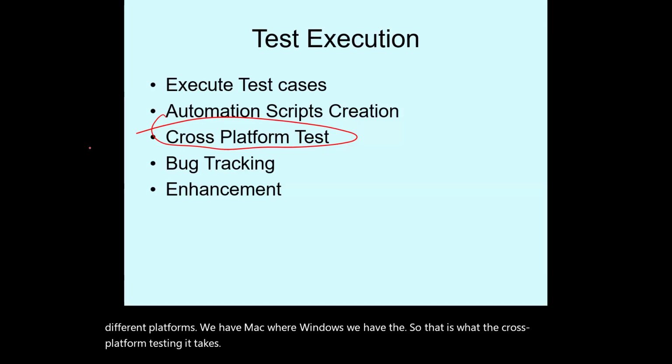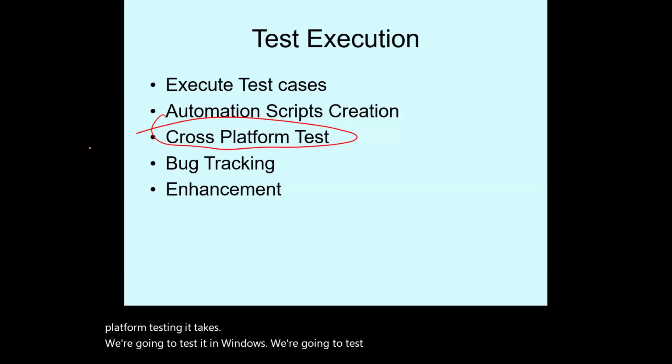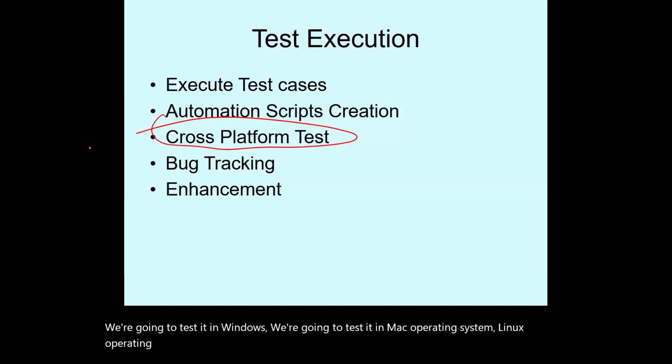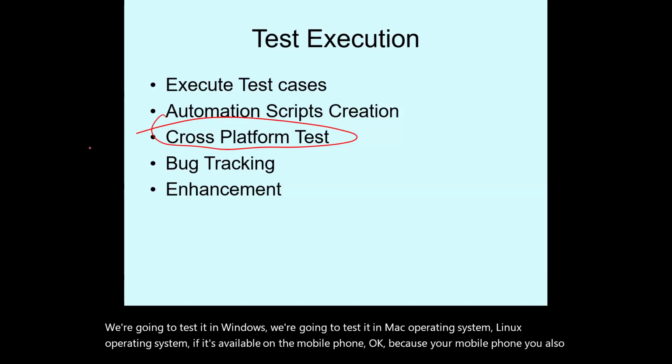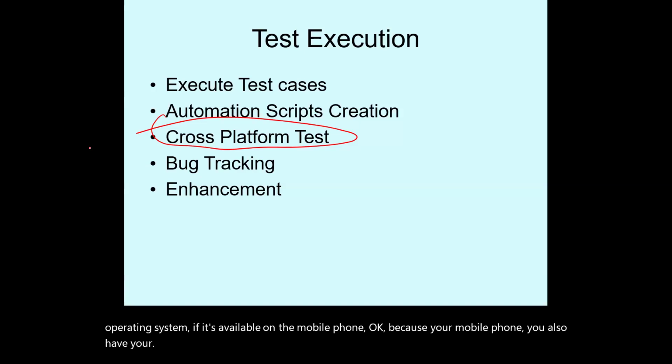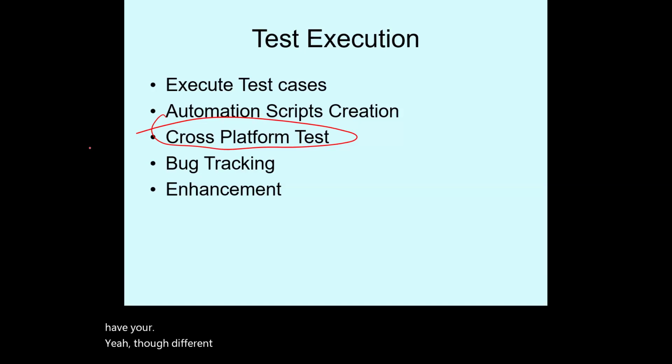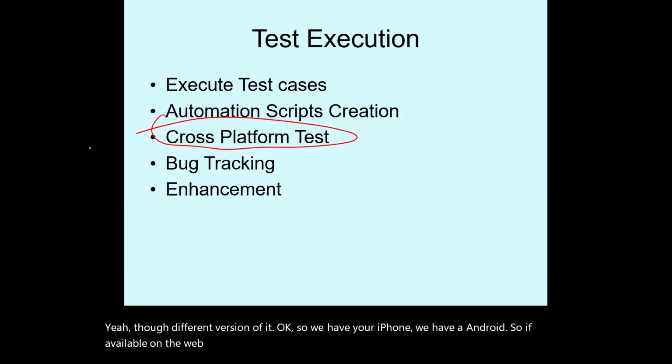We're going to test it in Windows, we're going to test it in Mac operating system, and Linux operating system. If it's available on the mobile phone, because on your mobile phone you also have different versions of it. So we have your iPhone, we have your Android. If available on the mobile phone, you have to test it there: the Android, the iPhone, and the different platforms you have. So that's what I mean by cross-platform testing.